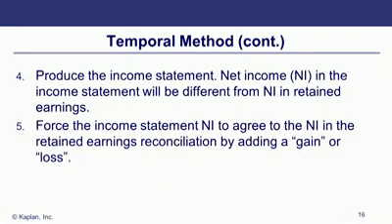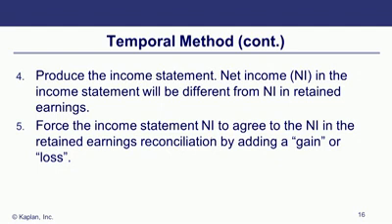Now step 4, we're going to produce the income statement itself. Sales, average rate. Cost of goods sold, historic rate. Most of our expenses are going to be at average rate. Again, be on the lookout for depreciation and amortization. We use the same historic rate that we use for the non-monetary assets in the balance sheet.